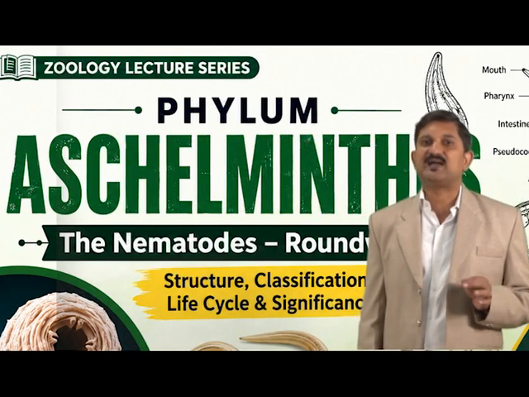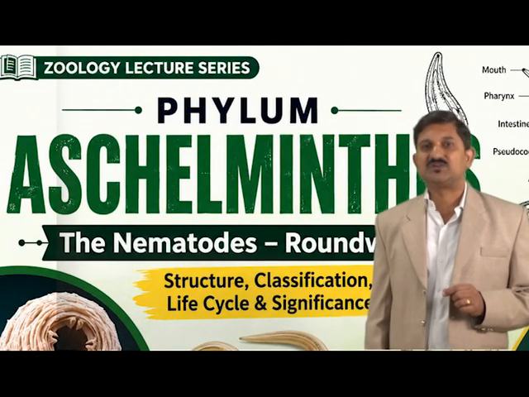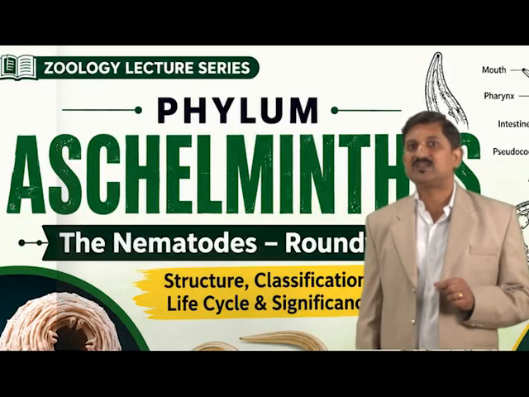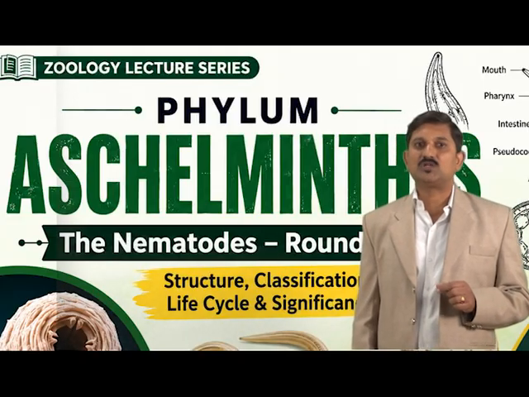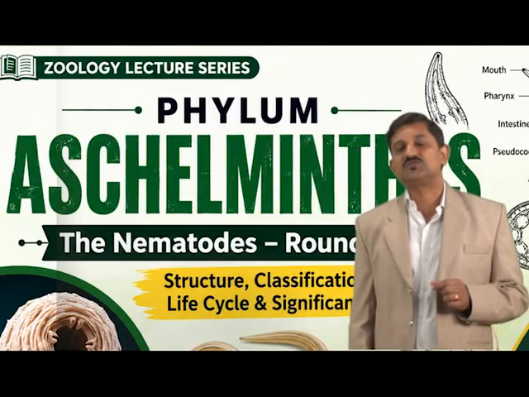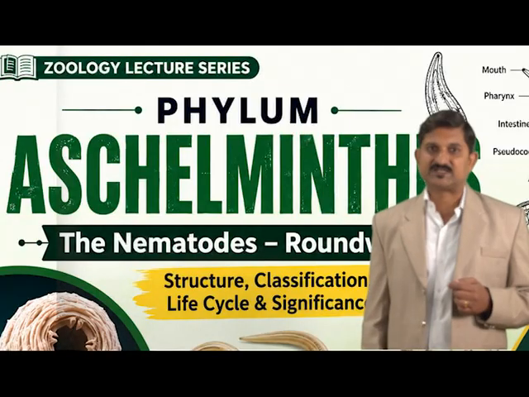The famous examples of phylum Aschelminthes include Ascaris, which is also called as a roundworm, and Wuchereria bancrofti, which is also called as filarial worm. So, dear viewers, this was all about the salient features of Aschelminthes.